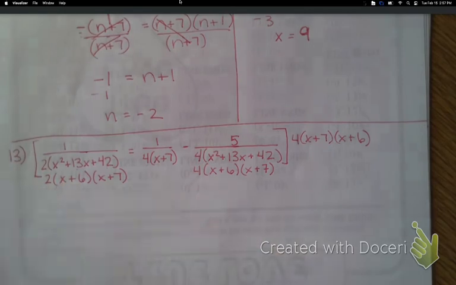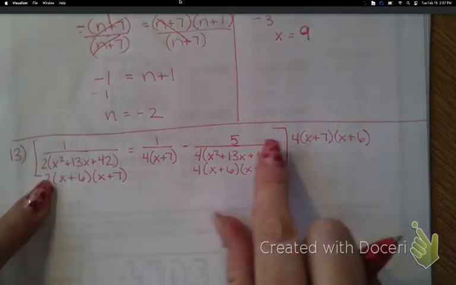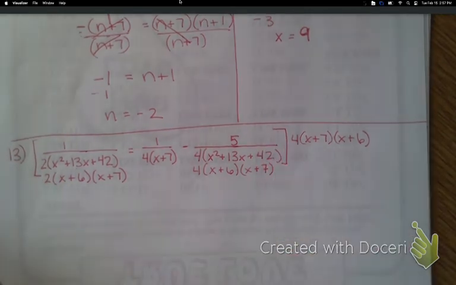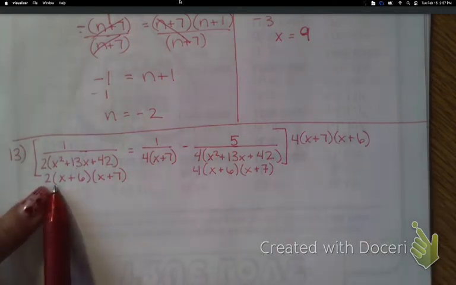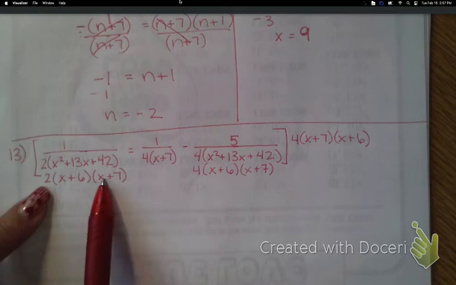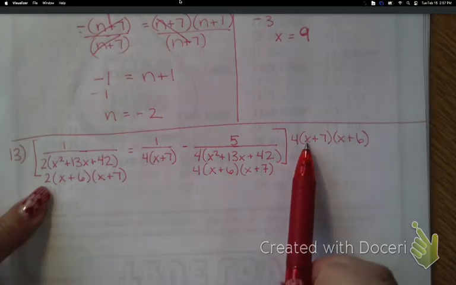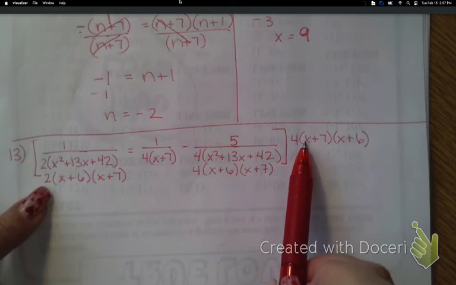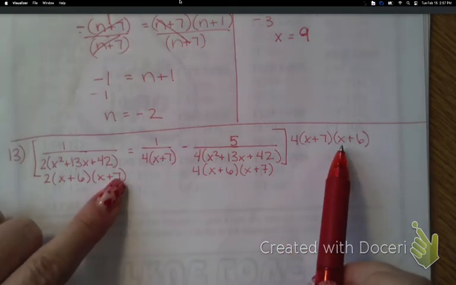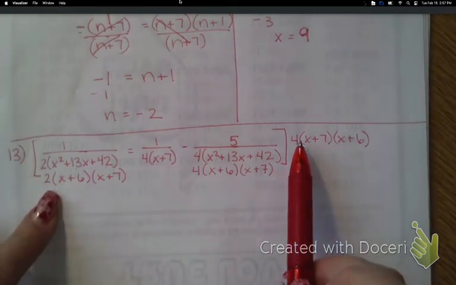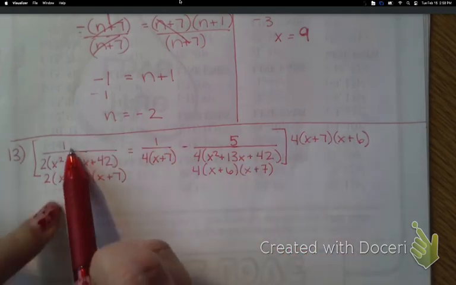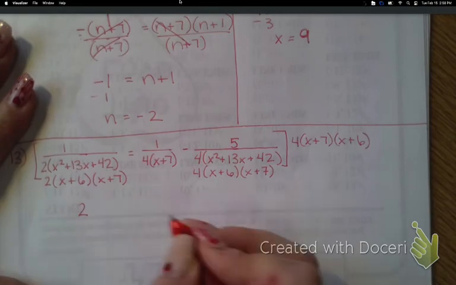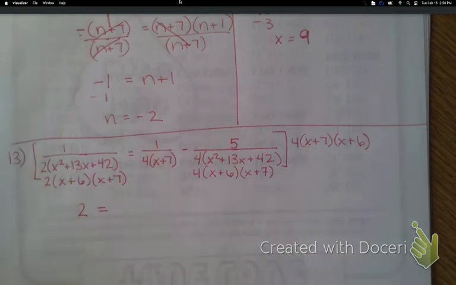What about the 2 though? Okay, but isn't 2 into 4? Yeah. Okay, so it's covered. So when I take 2, x plus 6, x plus 7 times this, I can reduce, right? The x plus 7 reduces, the x plus 6 reduces, but 2 goes into 4 how many times? 2. And 2 times 1 is what? 2. Look how that made that so much easier, didn't it?